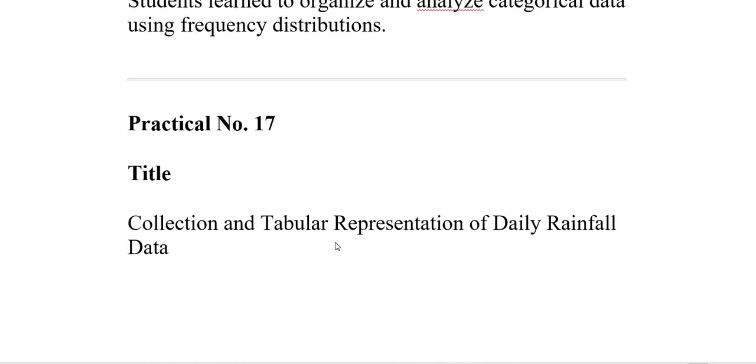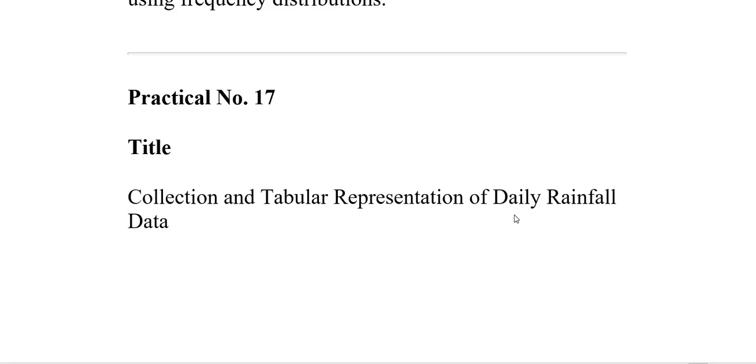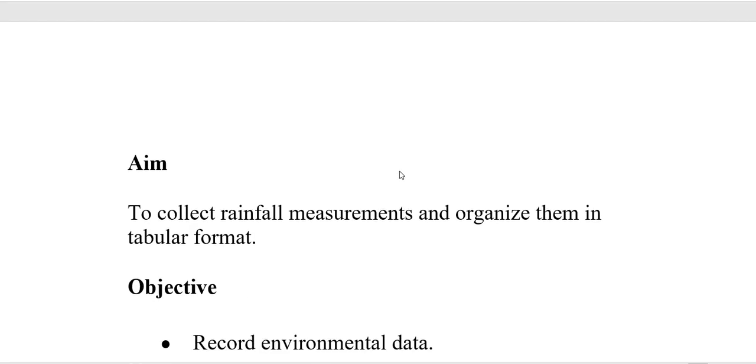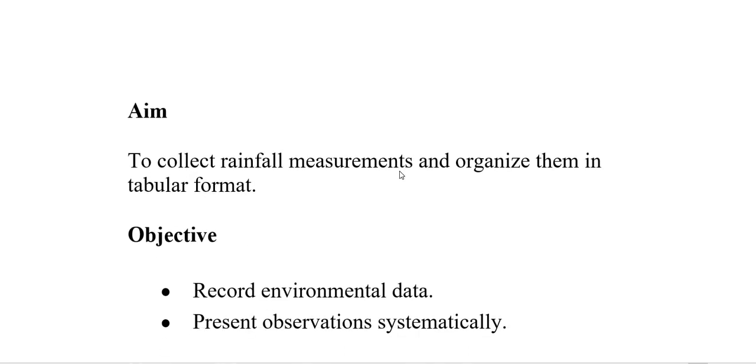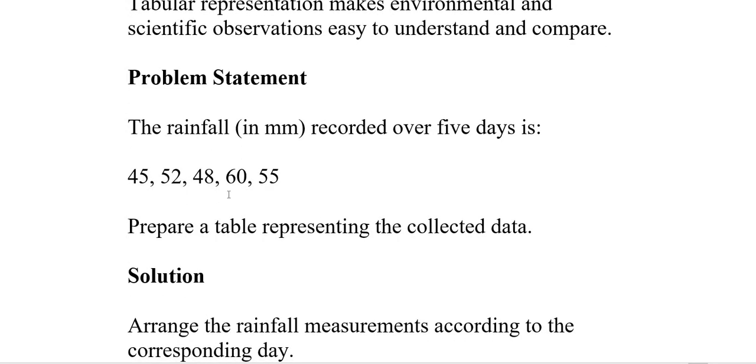Right? Now, in practical number 17, we have to represent data in tabular format. Which data? Data of daily rainfall. Yes, the rainy season is going on, so we have to analyze and visualize the data in tabular format, right? The data of the past 5 days is given here, so we just have to make the table. That's it. Day 1, 45 millimeter, right?